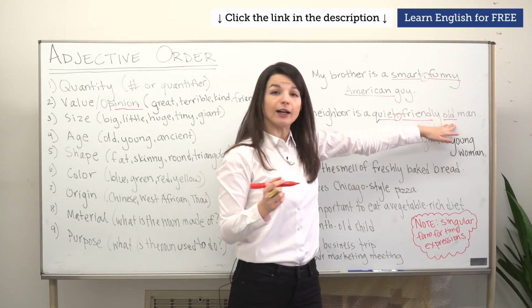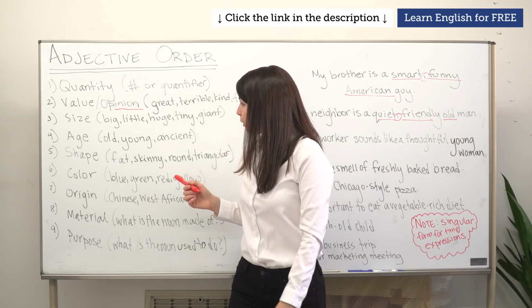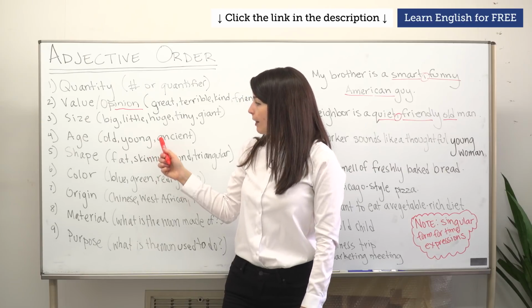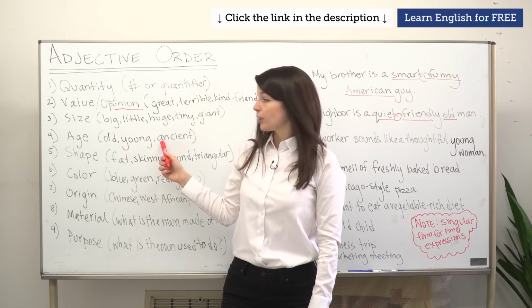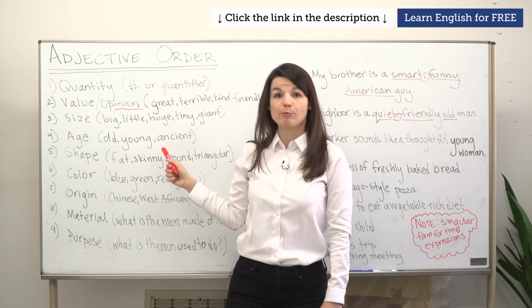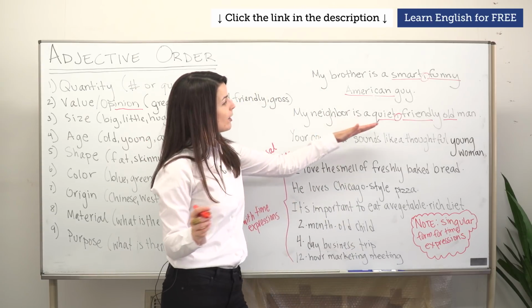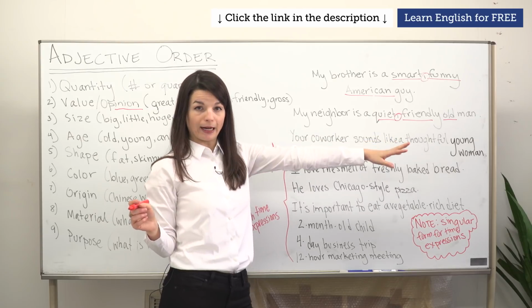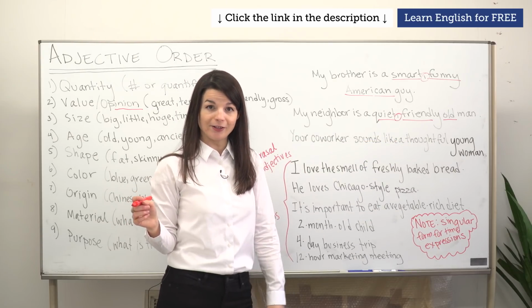However, here I've used old. Old relates to age. That still means that this adjective needs to come after the opinion adjective. So my neighbor is a quiet, friendly old man is the correct order for these adjectives.